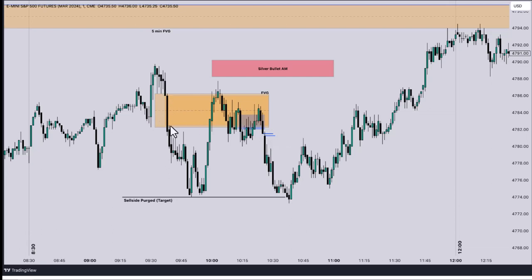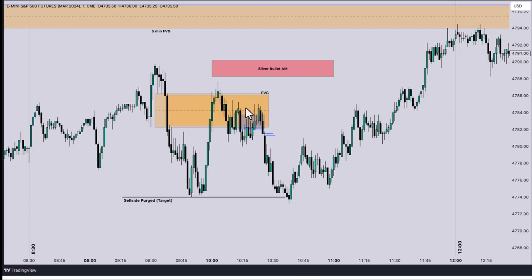So we have the displacement lower, create a little bit of relatively equal lows, went higher, retraced into that fair value gap. What I noticed to take the trade was that they had a displacement candle within the fair value gap. So we had a little bit of a market structure shift taking out this low. Displacement candle, drew out that fair value gap, took the trade.